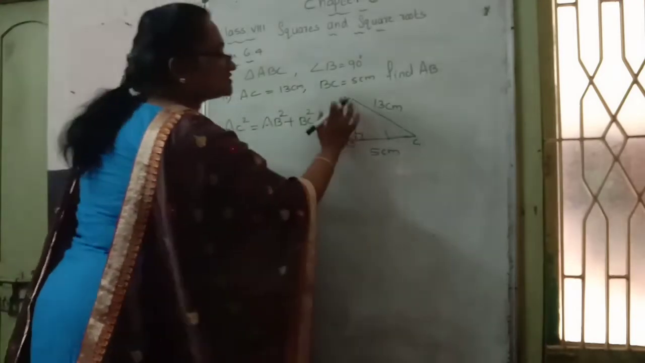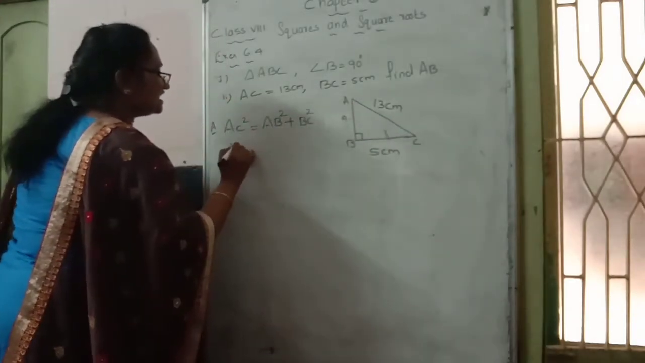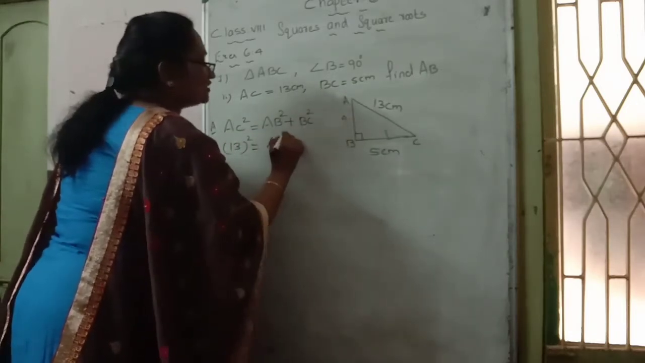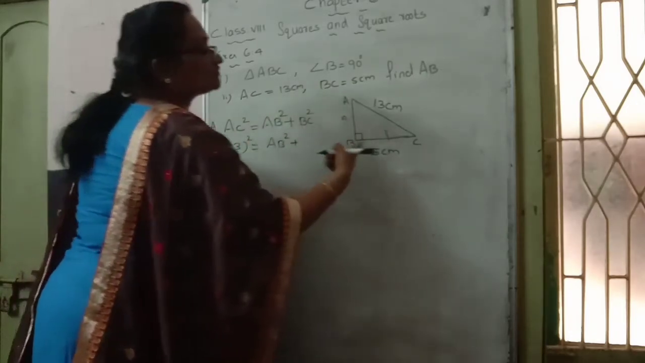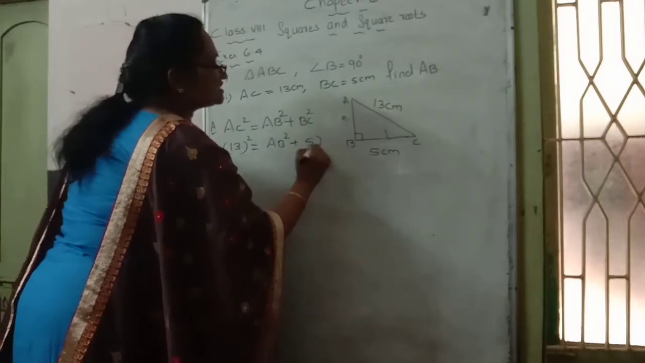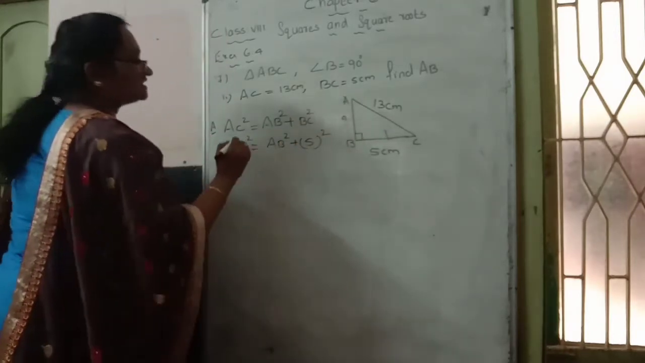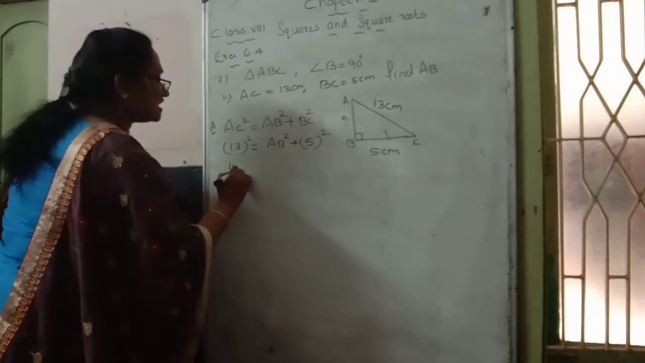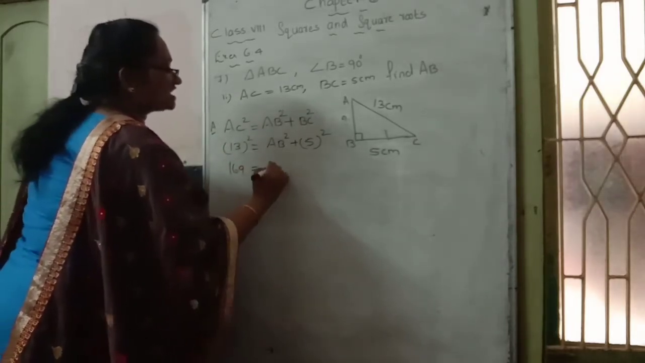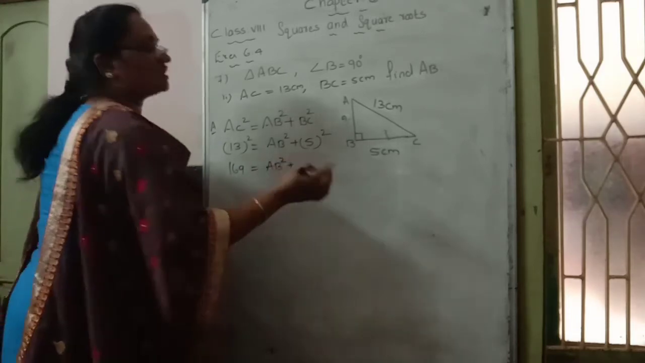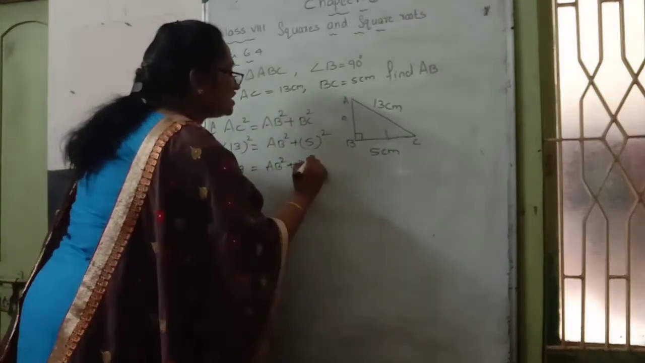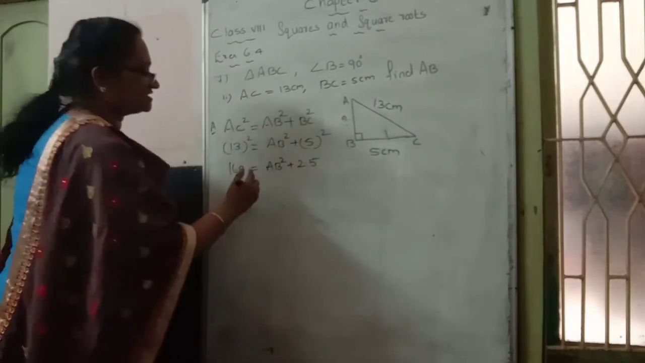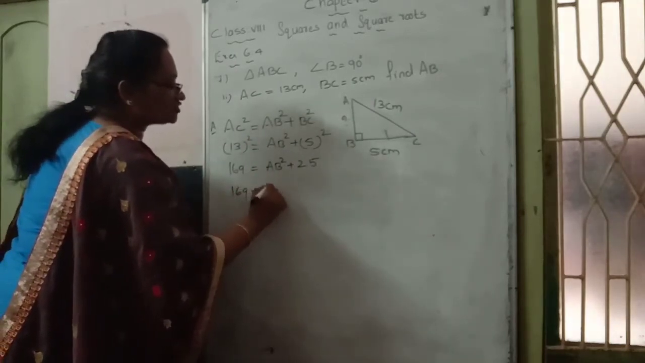So substitute the values. AC is 13, so 13 squared equals AB squared, which we want to find, plus BC squared, which is 5 squared. 13 squared means 13 times 13, which is 169. 169 equals AB squared plus 5 squared, and 5 times 5 is 25.